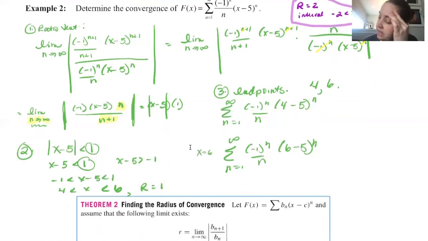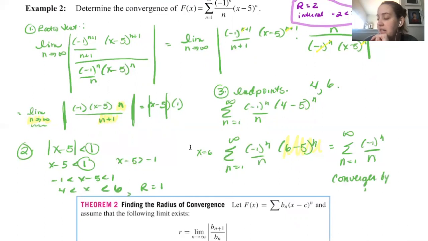This is x equals 6. So this will be 6 minus 5 is 1. So everything out here is just 1. 1 to the n is still 1. So this is n equals 1 to infinity, negative 1 to the n over n. What kind of series is this? Well, this is an alternating series, that negative 1 to the n. The 1 over n is continually decreasing, and does tend towards 0. So this one converges by alternating series. It would be conditional convergence, if you were curious.